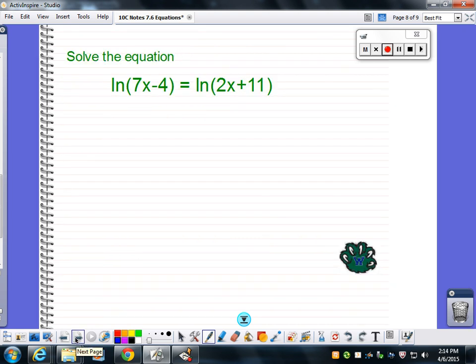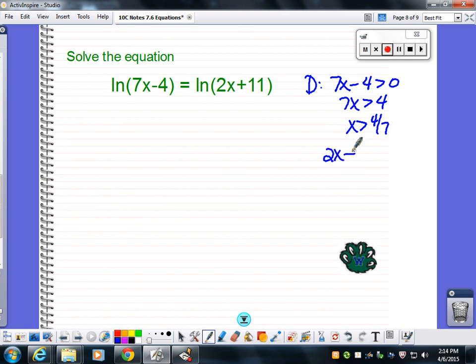Alright, look at the following. We did a natural log equation now. So write down the following equation. Okay, let's look at our domains again. So 7x minus 4 has to be greater than 0. That means 7x has to be greater than 4, so x has to be greater than 4/7.